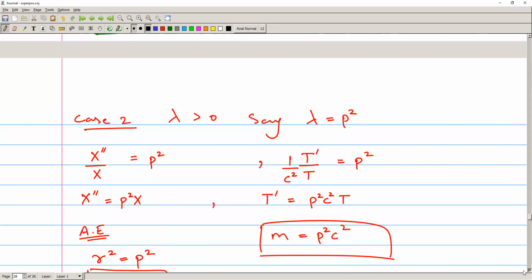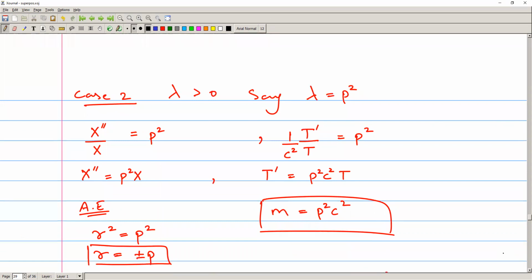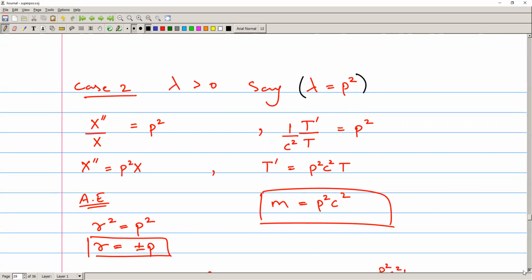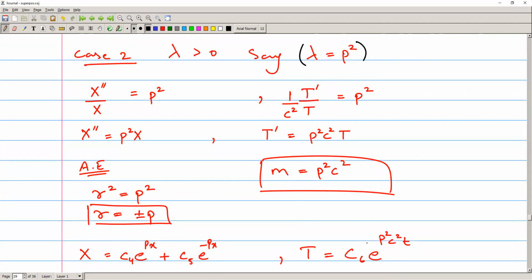So this is case 2 when lambda is greater than 0. We will assume that lambda is equal to p square to make sure that it will always remain positive. And then again, we will apply the same condition. We will write p square in place of lambda in both the equations, and then we will solve this differential equation using these auxiliary equations, right?